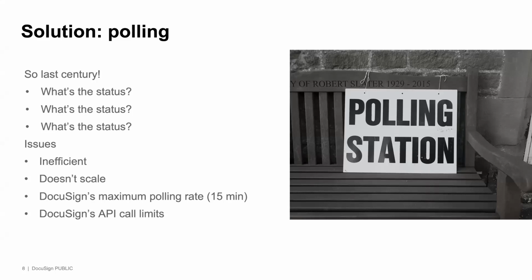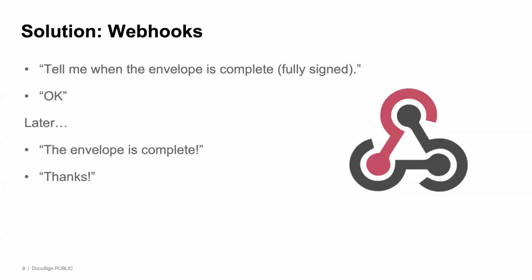So for any given envelope, we do not allow you to ask its status more frequently than once every 15 minutes. In addition, DocuSign has API call limits that limit the total number of API calls your application can make to us per hour. And we do not increase that call limit if you simply want to do more polling. Instead, the fix for any sort of issue like that is to switch to webhooks, to switch to our Connect product.